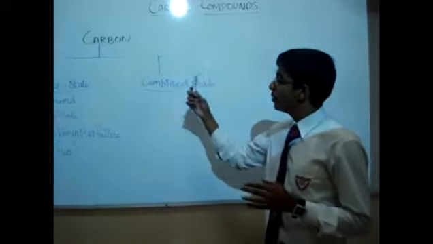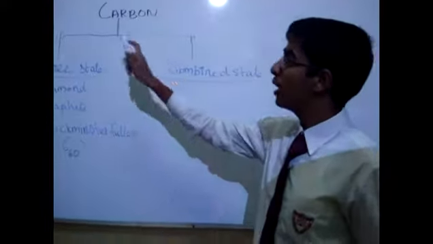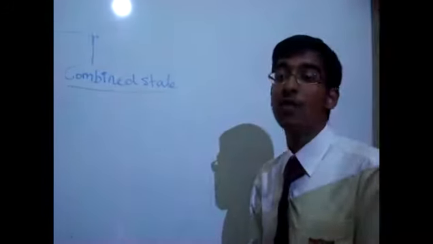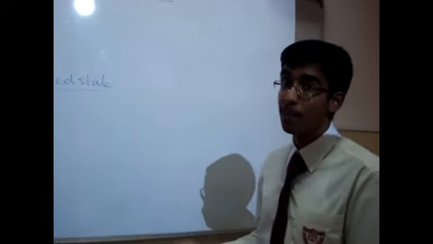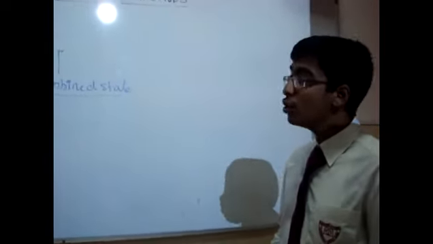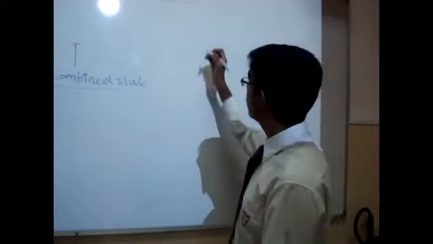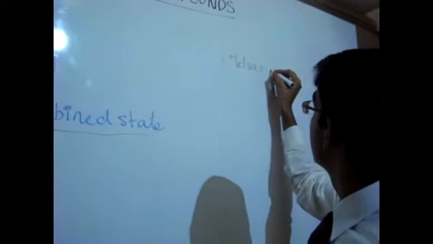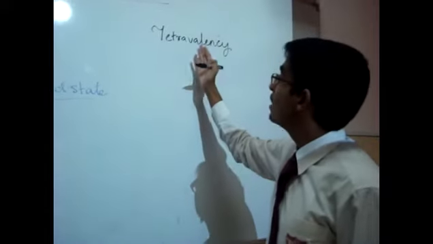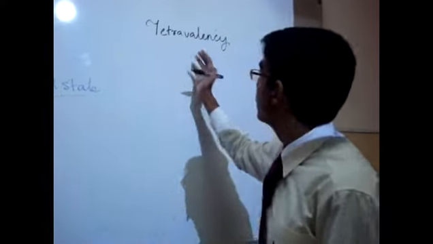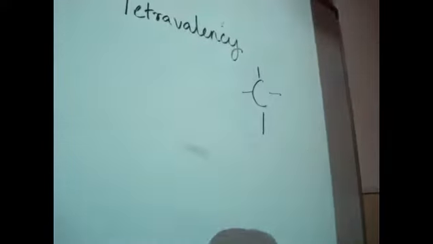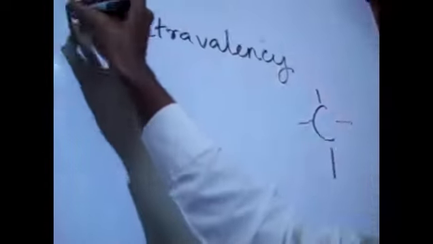Now I'll be explaining about the combined state. Now carbon, as I told you, is found in free state and the combined state. But before I tell about the combined state, I have to explain about the properties by which carbon combines with other atoms. Now there are 2 properties. First we talked about the tetravalency. Now tetravalency we discussed before, right? That is, the carbon atom can join with 4 other atoms, and that's really huge.